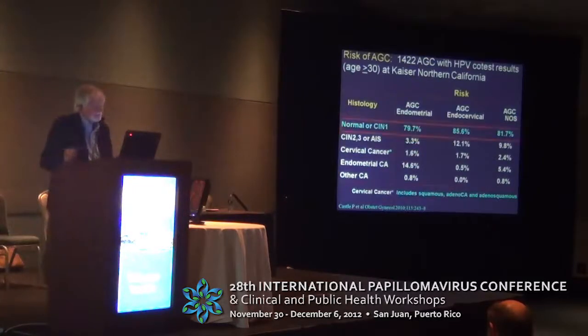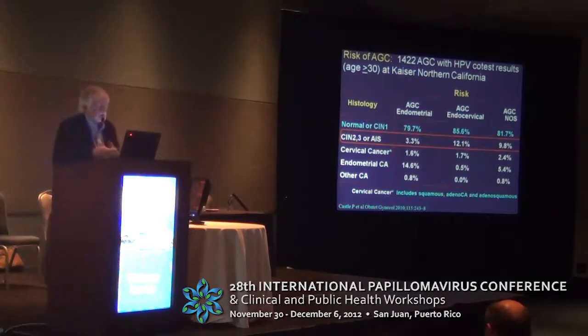Now, Dr. Castle, who's sitting right here, along with Dr. Kinney, have provided, as you've already seen over and over again in this conference, some of the most important recent data from the Kaiser Northern California data set. And Dr. Schiffman is working on this as well now. You can see that most of these individuals who were over the age of 30 and had co-testing, so it's 1,422 AGC Paps, most of them actually were not found to have disease, either normal or CIN1.